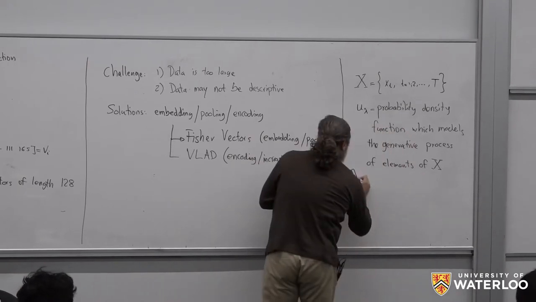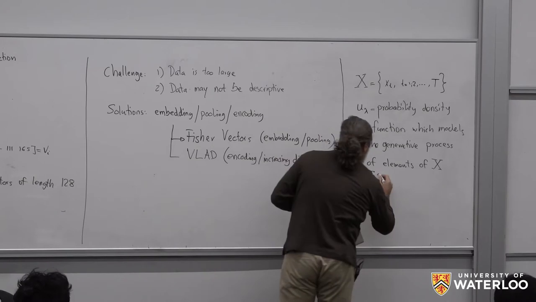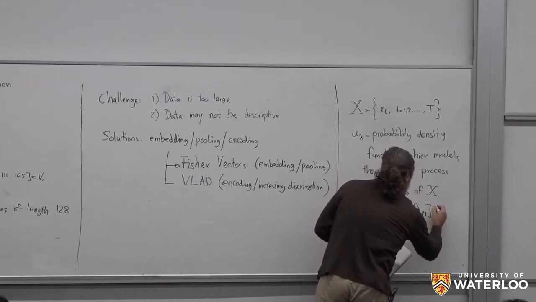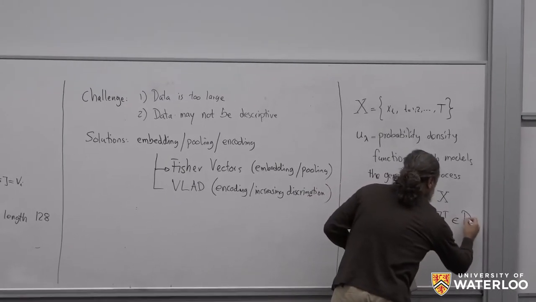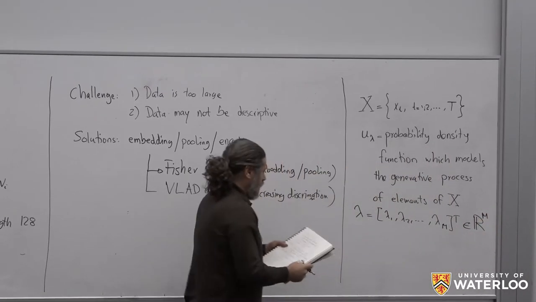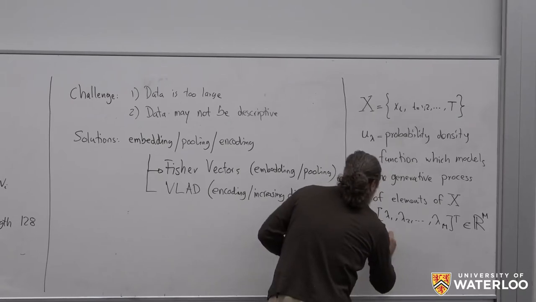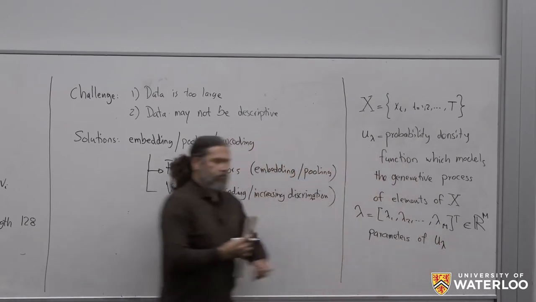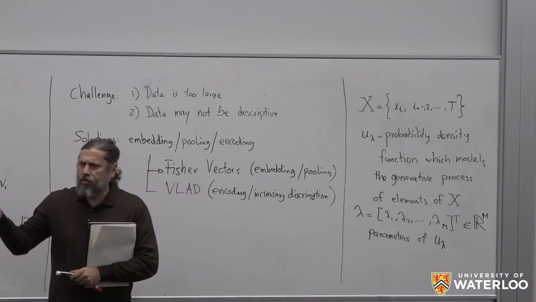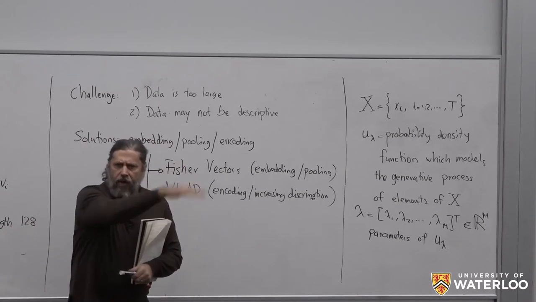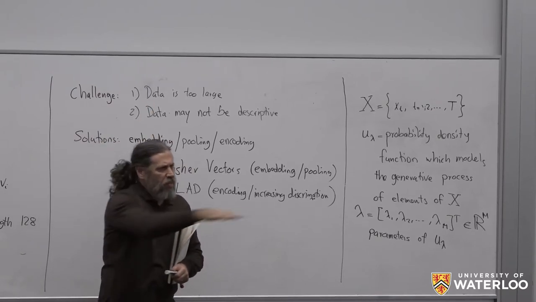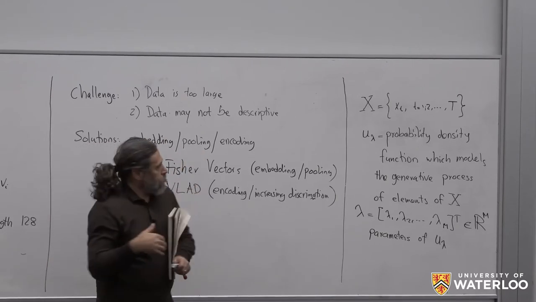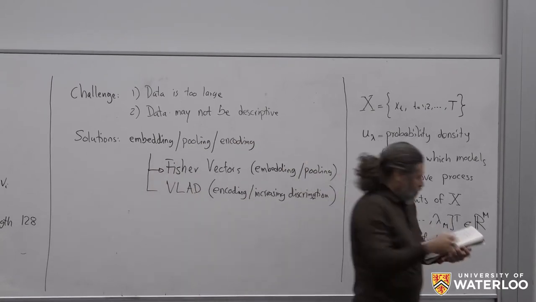And then we have lambda, which is lambda 1, lambda 2, up to lambda M, transposed, which is a vector in the M-dimensional space. Parameters of u_lambda. So that distribution has some parameters. I grab any parameter, the standard deviation, the position of the mean, the location, the spread, all that could be. How can I define that distribution? Okay, good. Well, I understand up so far.